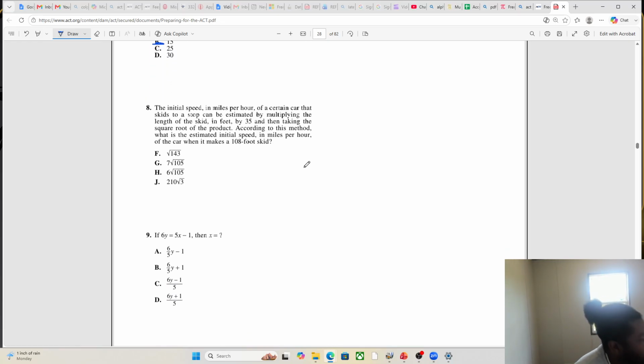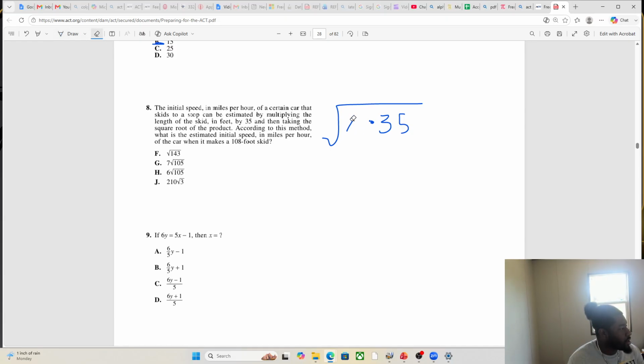Number 8. Okay, one sentence at a time. The initial speed in miles per hour of a certain car that skids to a stop can be estimated by multiplying the length of the skid in feet by 35. So I have to multiply a number, I'll use x, times 35, and then take the square root of the product. Product is just the answer you get when you multiply two numbers. According to this method, what is the estimated initial speed in miles per hour of the car when it makes a 108-foot skid? So x is just 108. So let's replace that.